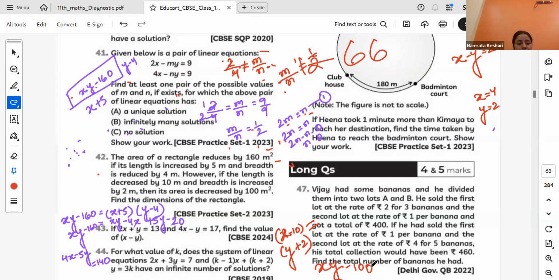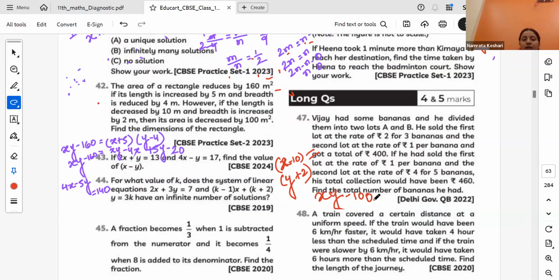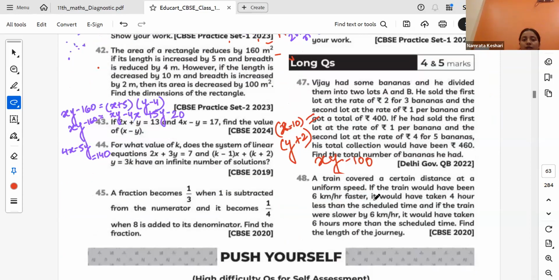Ma'am, x minus y is equal to minus 8. Are you getting the same, Ryan? Yes. Now you have to solve these two equations to take out the x value and y value. Okay, this one and that one. Let me check whether your equation is correct or not.